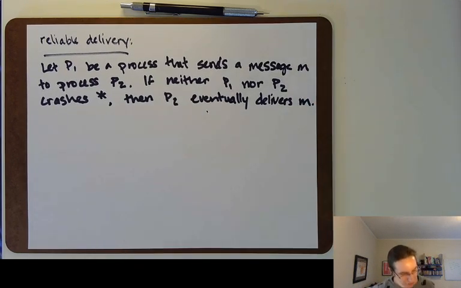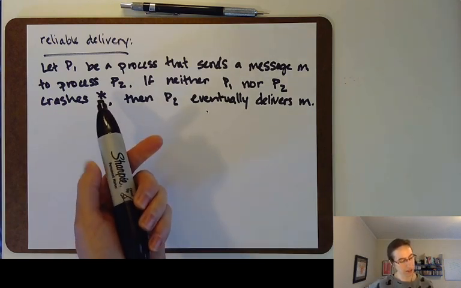So reliable delivery. This is a definition that we wrote down before. So we said, let P1 be a process that sends message M to process P2. If neither P1 nor P2 crashes, and then we put this asterisk here, then P2 eventually delivers M, the message. So I put this asterisk.